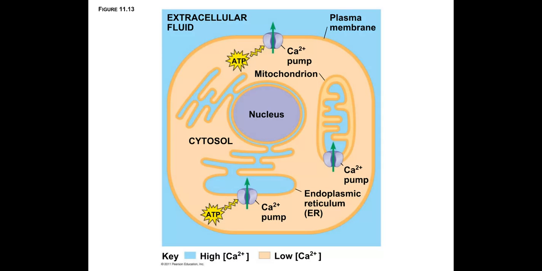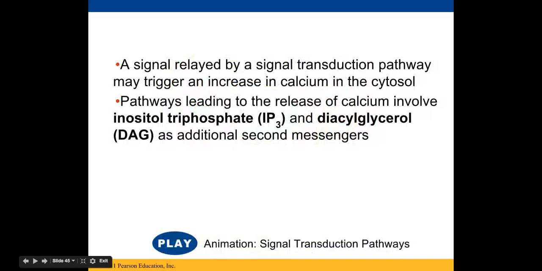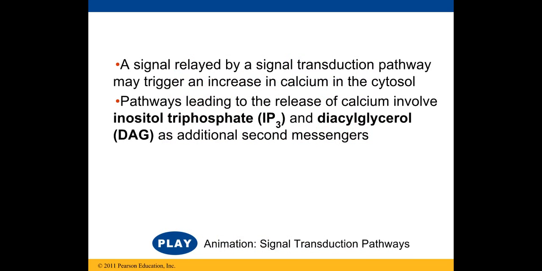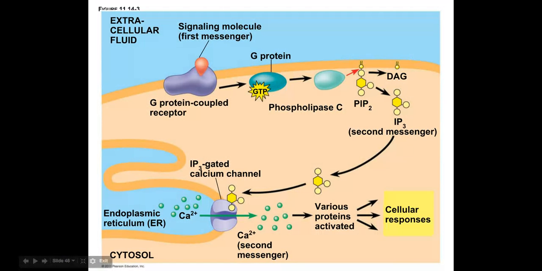And the cell does that to be able to do some work. So there's some potential energy in here that the cell can use. So a signal that is relayed by the signal transduction pathway can increase the calcium in the cytosol. And there are two other molecules, IP3 and DAG, that also act in the pathway.